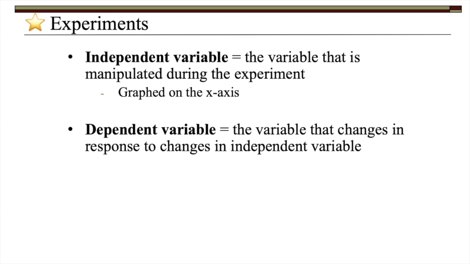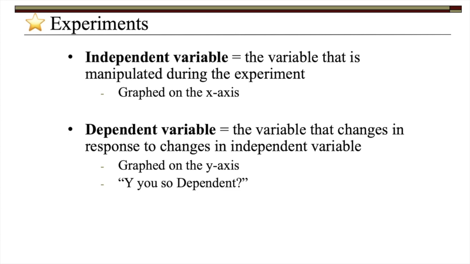Next is the dependent variable. This is the variable that changes in response to the independent variable. So it's kind of like you're changing the independent variable to see how it will affect the dependent variable. The dependent variable is always graphed on the y-axis. I have a little saying to help me remember this, and it's, why you so dependent? Because that's how I remember dependent variable goes on the y-axis. Why you so dependent?